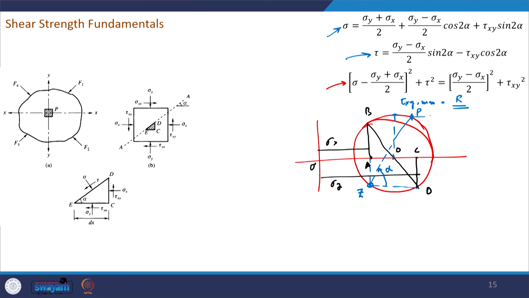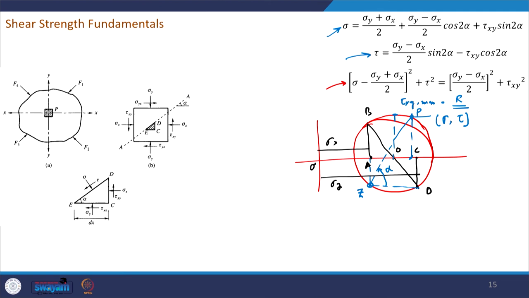coordinates of the point P will give me the value of normal stress and shear stress at point P. So, this is how you can use the Mohr circle to calculate the normal stress and shear stress at any given plane alpha.